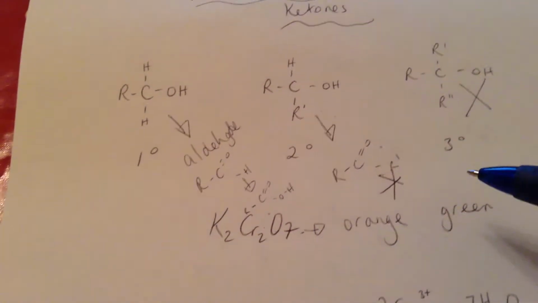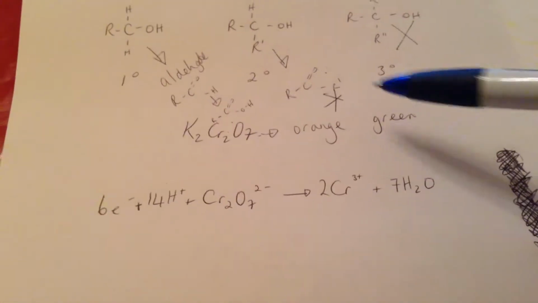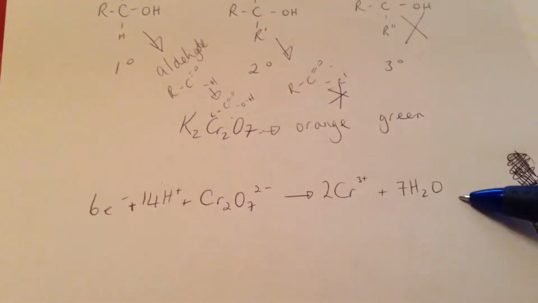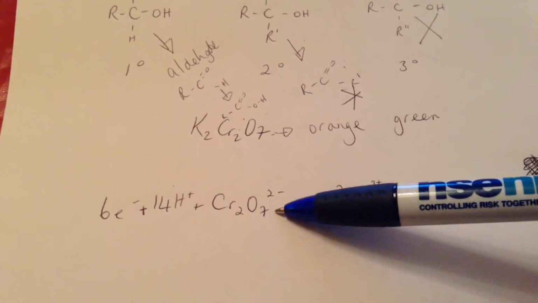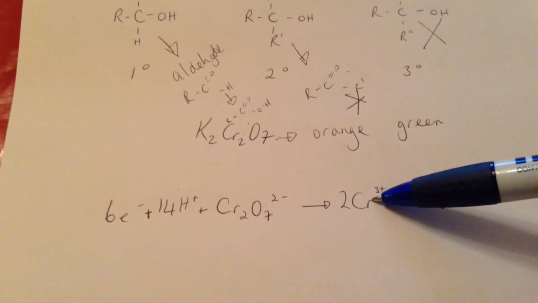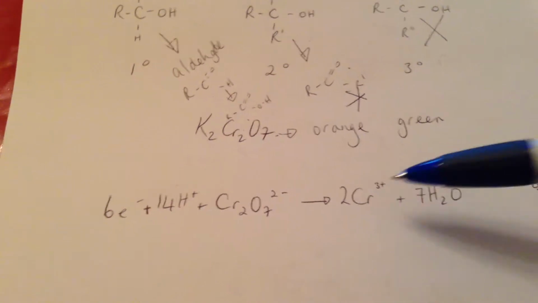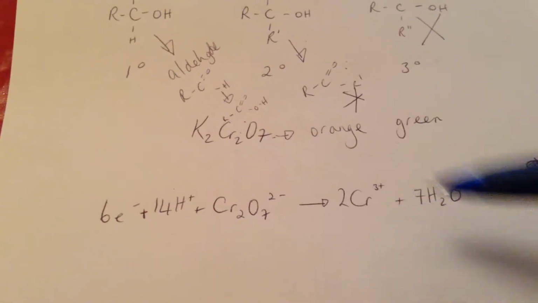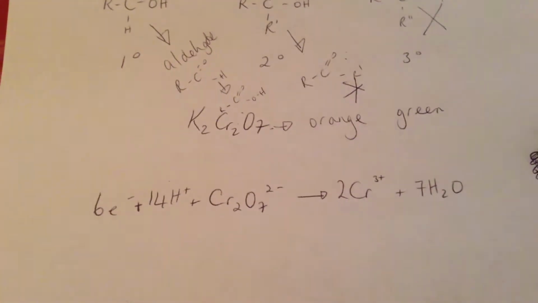I've already done that for you down below. So this is all revision of Unit 2. So you've got your Cr2O7 2- being converted to your 2Cr3+, and basically once you've got to that stage you can work out the rest with your water and your balancing and so on.